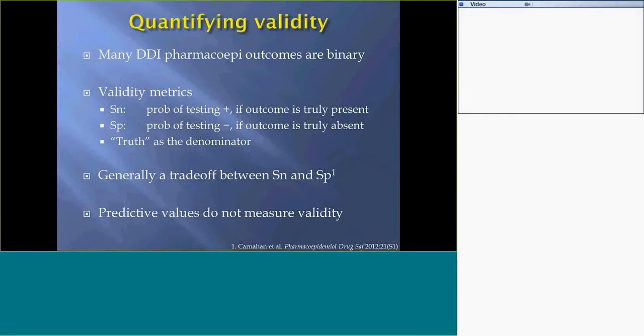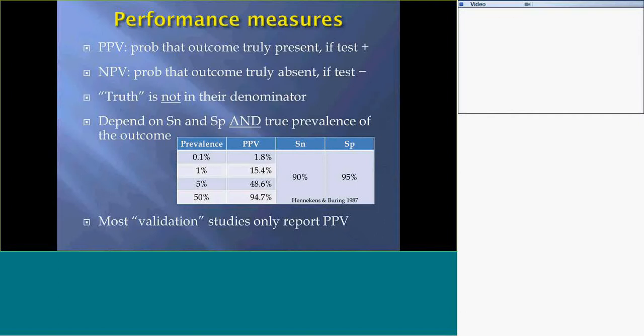Obviously, there's a trade-off between sensitivity and specificity. And these are critical measures when looking at whether or not to use a certain algorithm for identifying your outcome. But you also want to know information generally about predictive values. Predictive values are performance measures. They're not actually direct measures of validity, and that's because truth isn't in their denominator. Positive predictive value, for instance, is the probability that the outcome is truly present if the algorithm triggers and says it is.